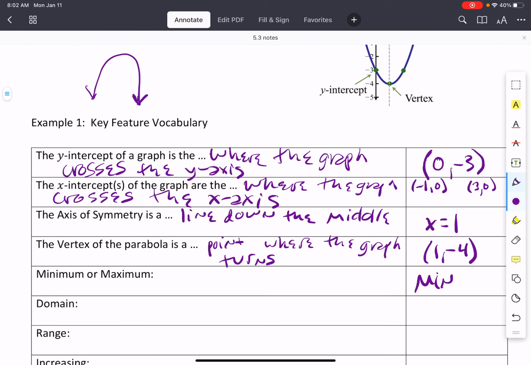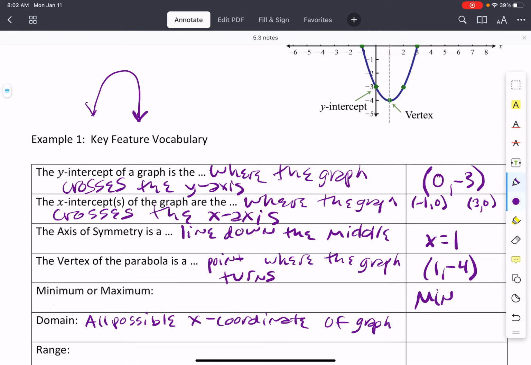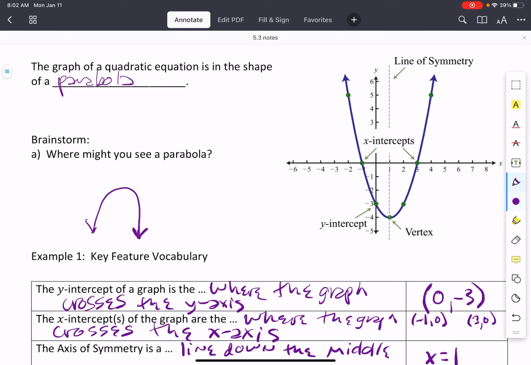The domain is all possible x coordinates of the graph. So if I could make a list of every single infinite point on the graph, right? Not just x-intercepts, every single point on the graph, and then I took all the x coordinates out and I made a list, okay? What would that list look like? Okay, I want you to think for a second. Can you guys think of any number on this graph right here that wouldn't be in my list?